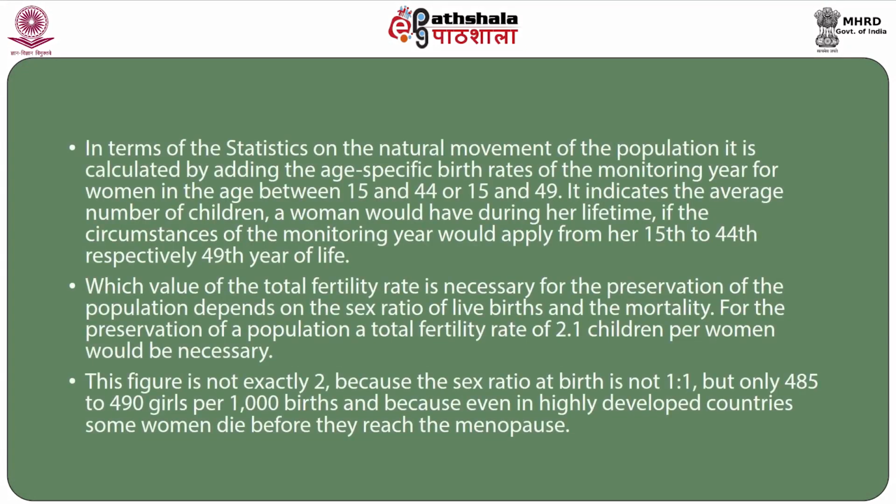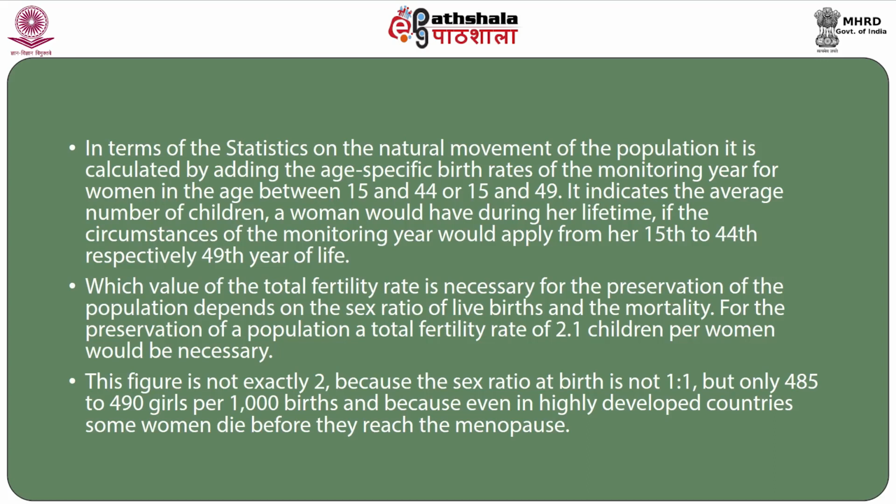In terms of the statistics on the natural movement of the population, it is calculated by adding the age-specific birth rates of the monitoring year for women in the age group between 15 and 44 or 15 and 49. It indicates the average number of children a woman would have during her lifetime if the circumstances of the monitoring year would apply from her 15th to 44th years respectively or to 49th year of life.